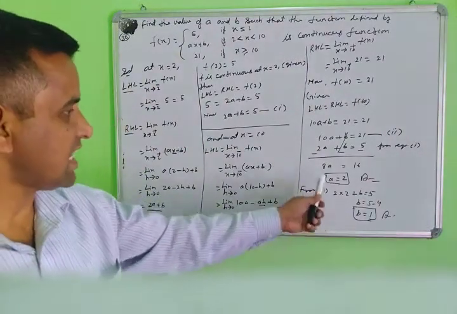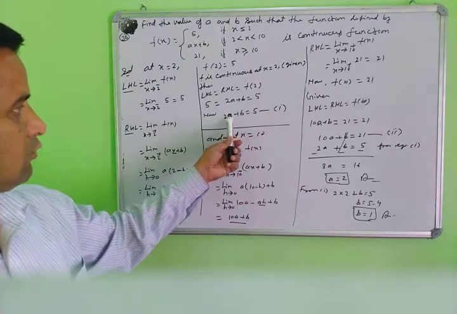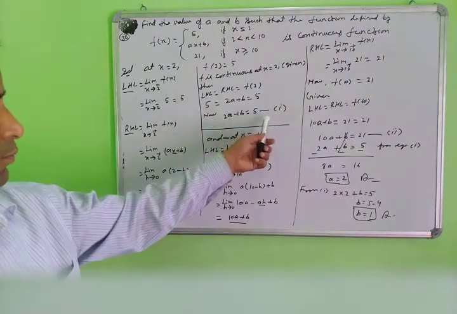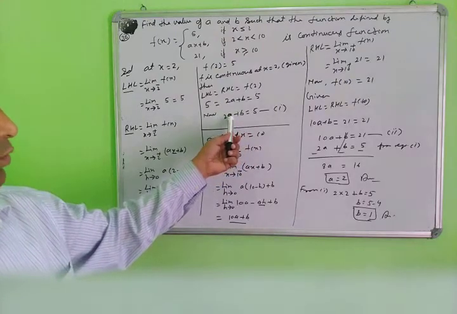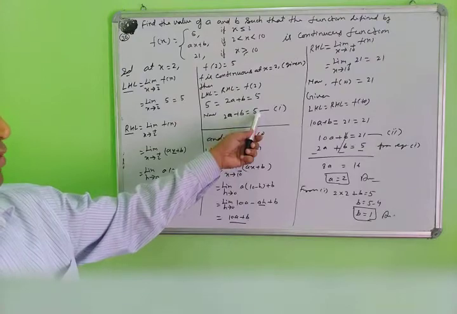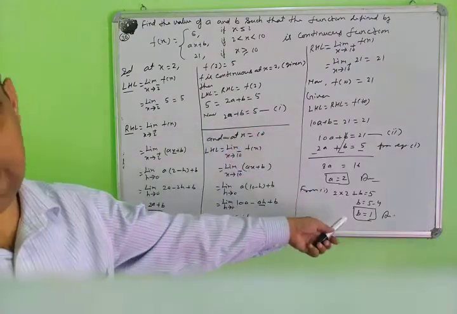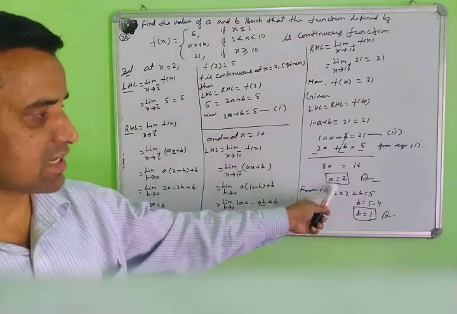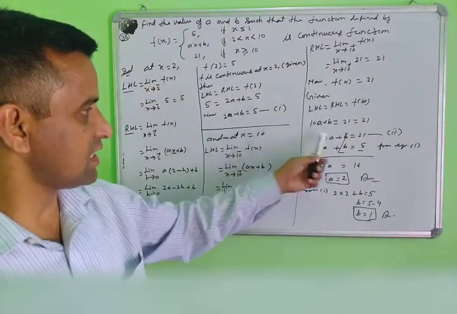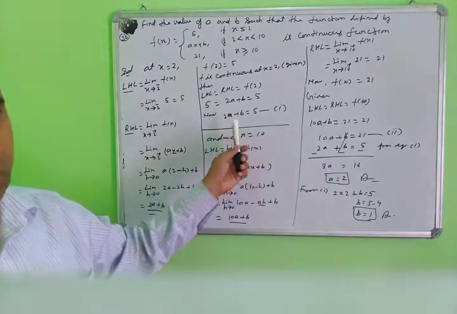Now you can check. The value of a is 2, so 2 times 2 is 4, and b is 1, so 4 plus 1 is 5. The right side value is 5, which means your answer is correct. You can check whether the answer is correct by putting these values in the first and second equations, finding the LHS, and checking whether it equals the RHS.